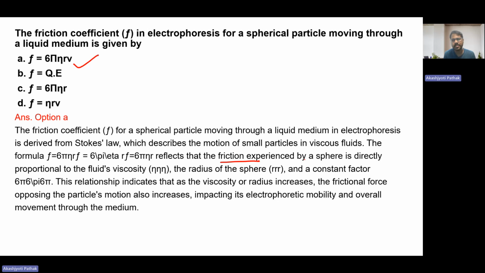The friction force experienced by a sphere is directly proportional to the fluid's viscosity and the radius of the sphere, and a constant factor which is 6 pi. The relationship indicates that as the viscosity or radius increases, the frictional force opposing the particle's motion will also increase, impacting its electrophoretic mobility and overall movement through the medium. Okay, so if there is a spherical particle and an extended particle, which one of these two will experience more frictional force? The one which has a more extended shape compared to the one which has a spherical shape.